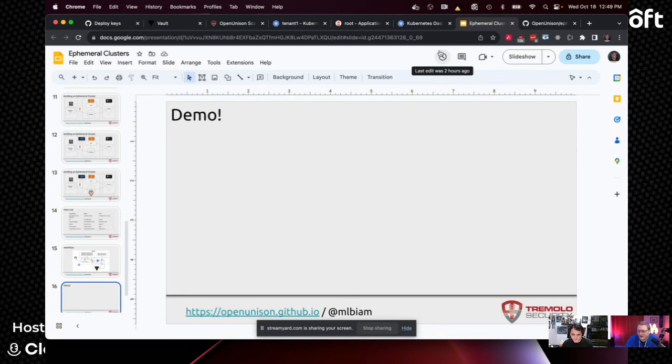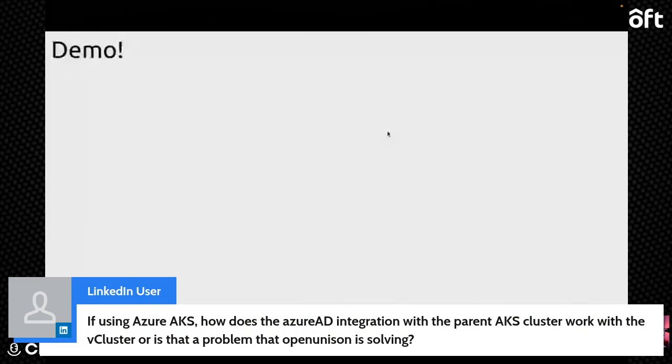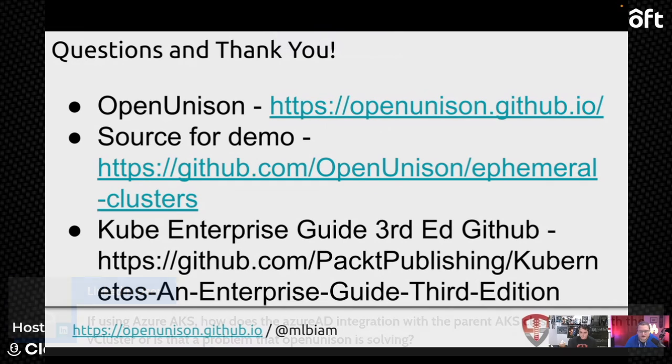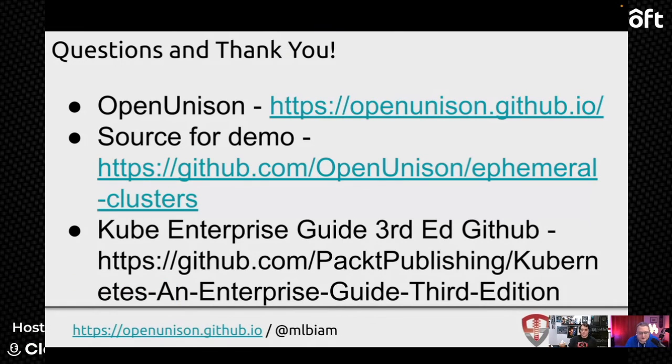We got another question for you too, real quick, if you want. Sure. So if using Azure AKS, how does the Azure AD integration with the parent AKS cluster work with vCluster, or is that a problem that OpenUnison is solving? OpenUnison is solving that problem. So it's completely transparent to the user.